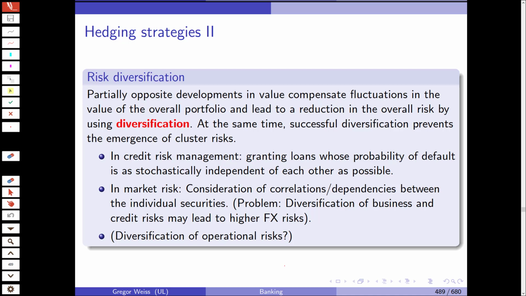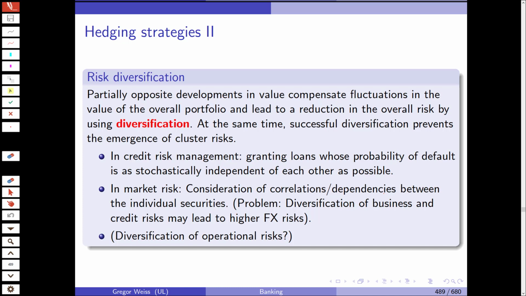In credit risk management, it is a pretty simple idea. We grant loans whose probability of default is as stochastically independent of each other as possible, because if you have, for example, a linear correlation of 1 between two granted loans, it means that if loan A defaults, loan B will also default, and we want to prevent this from happening. So stochastic independence between the loans in our credit risk portfolio would be desirable. In market risk, we would consider correlations and also dependencies between the individual securities.